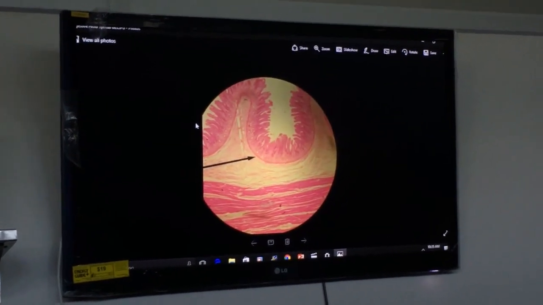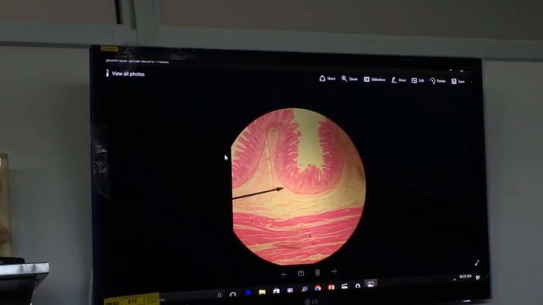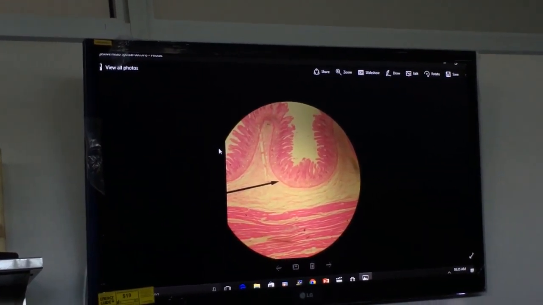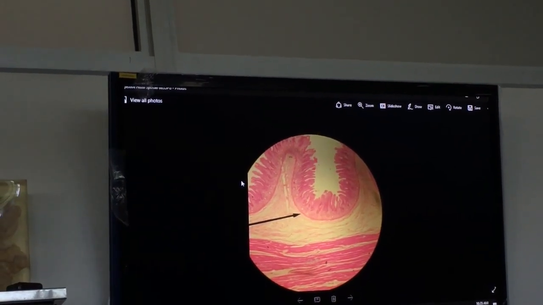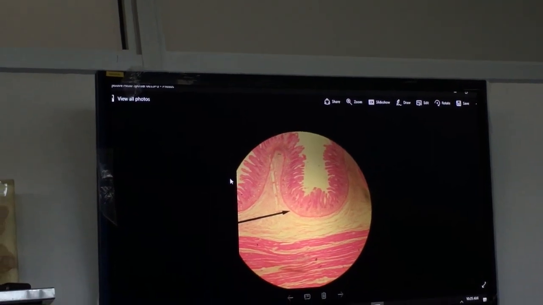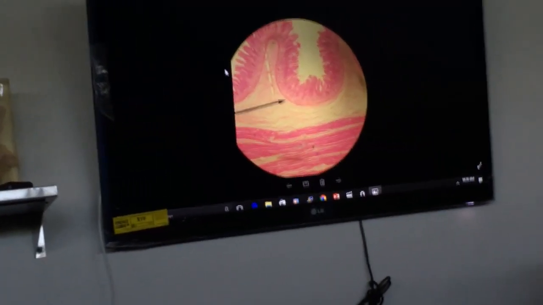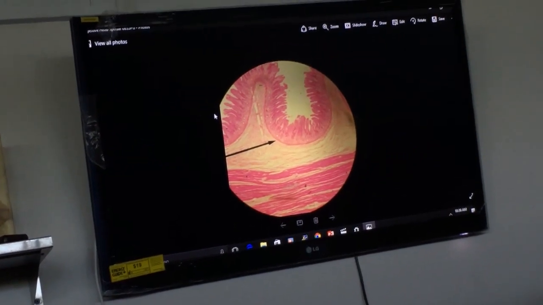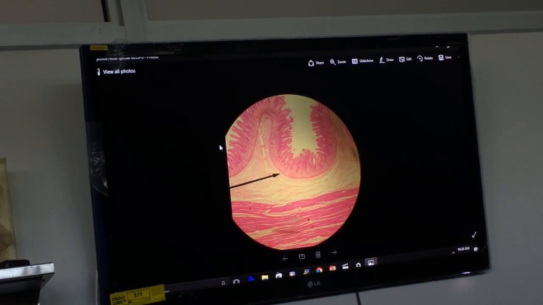Alright, so look on this one now, guys. Look on this slide. So what do you say about this slide now? So again guys, this is neither esophagus, pharynx, or anus. So this slide I put to you must either be large or small intestine or stomach. So what is it?